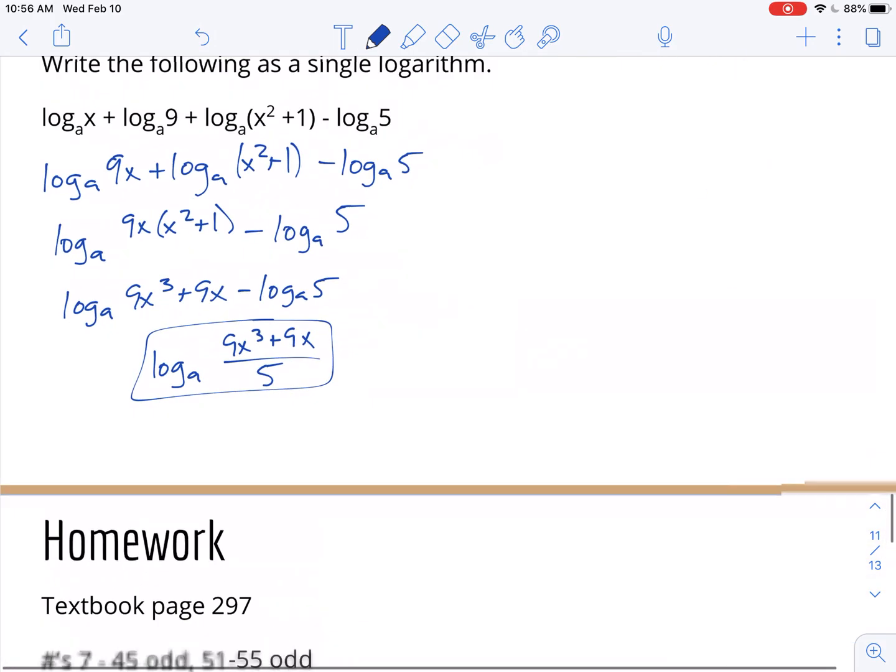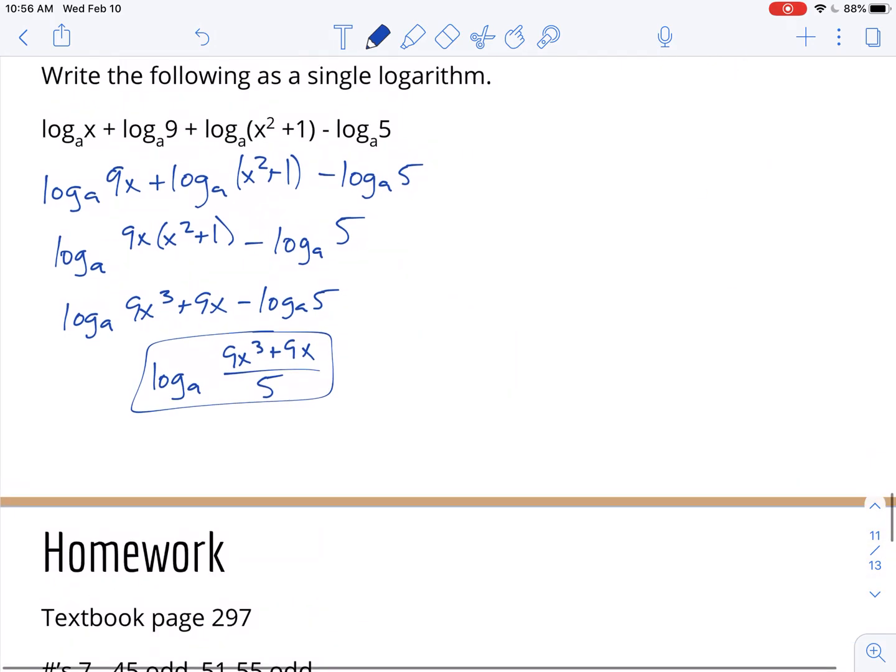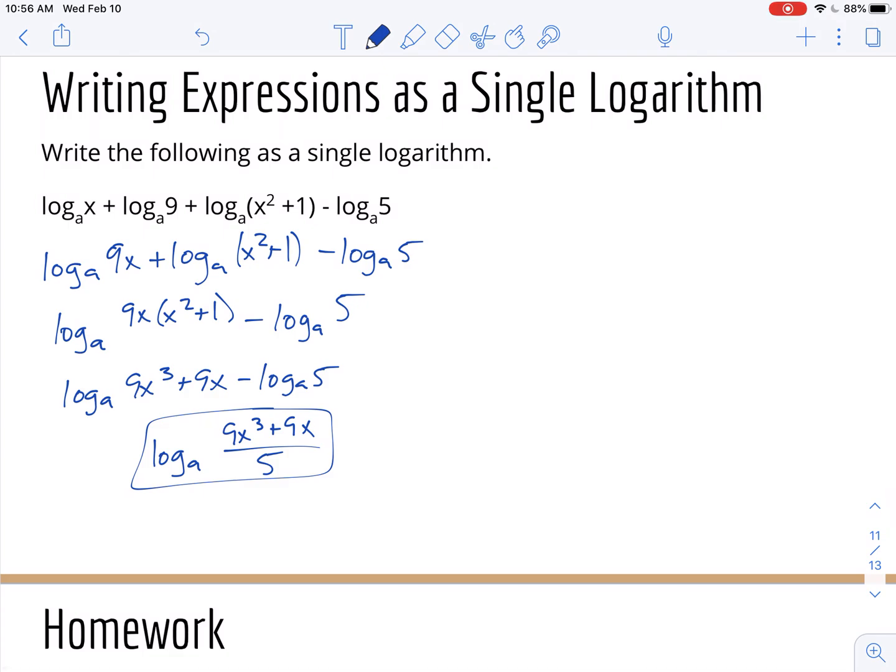I've rewritten this as one singular logarithm. I don't have any factors that are just hanging out. I don't have any random multiplication that's hanging out. I don't have to worry about moving any powers. There were no powers that had to be moved. And I have this as one single logarithm worked from something that was set up as a sum and difference of logarithms now.